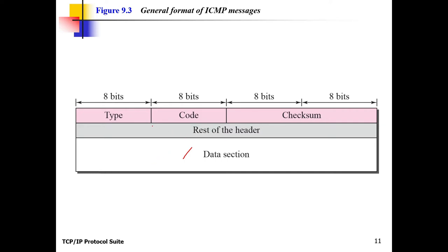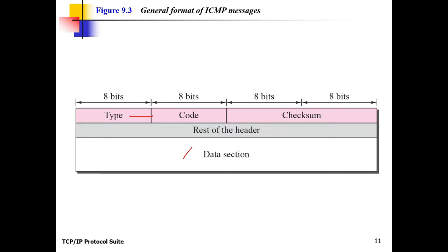So this data section is a variable size. You have the header, and this is the rest of the header. What is the size of the header? It is an 8-byte header and the variable size data section. The first 4 bytes, as you see them in pink here, are common to all ICMP packets. They define the type of the message.